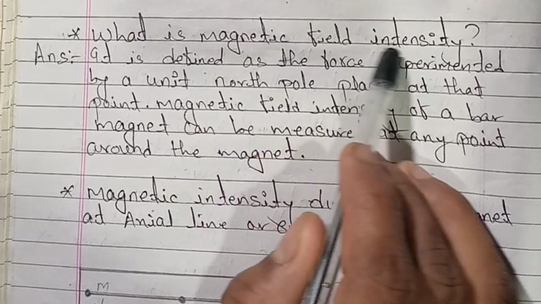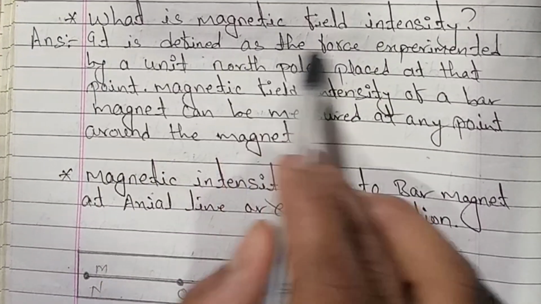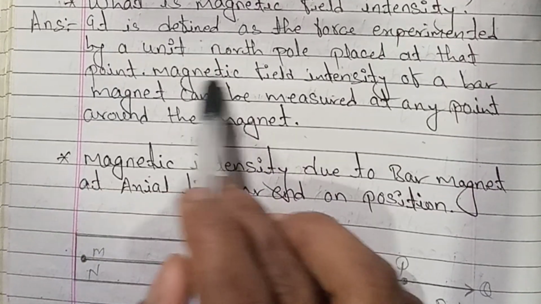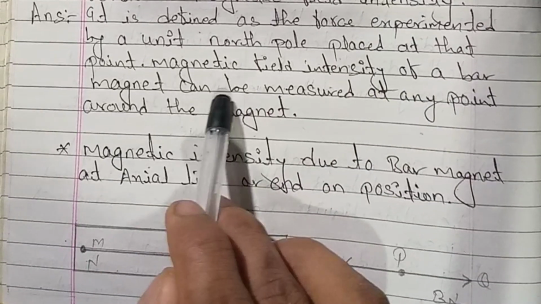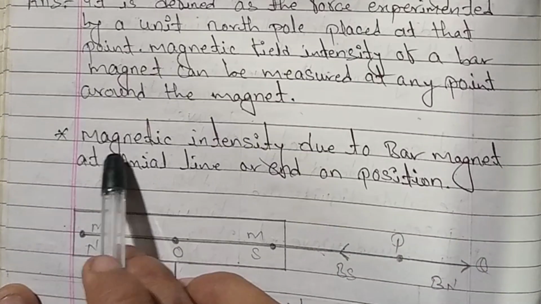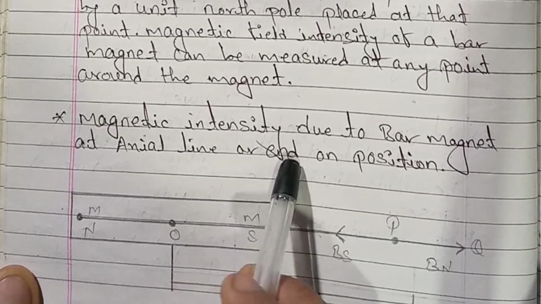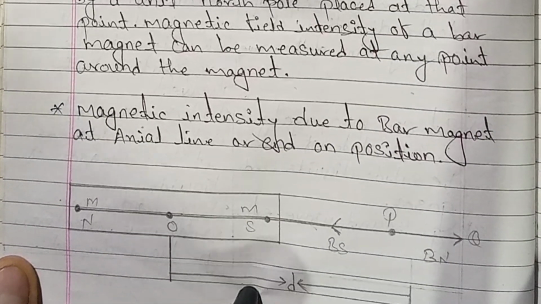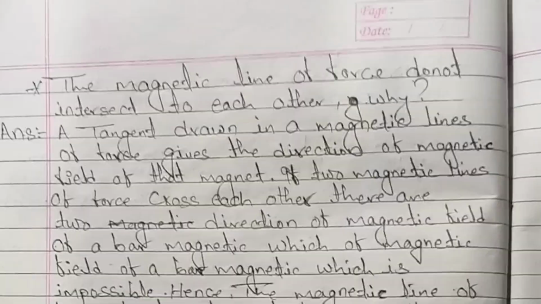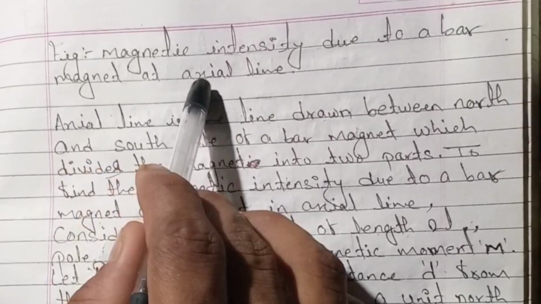What is magnetic field intensity? It is defined as the force experienced by a unit north pole placed at that point. Magnetic field intensity of a bar magnet can be measured at any point around the magnet. Magnetic intensity due to a bar magnet at the axial line and in the equatorial position. This is the figure, you can draw this figure.